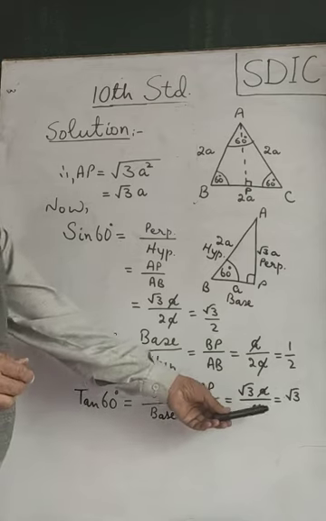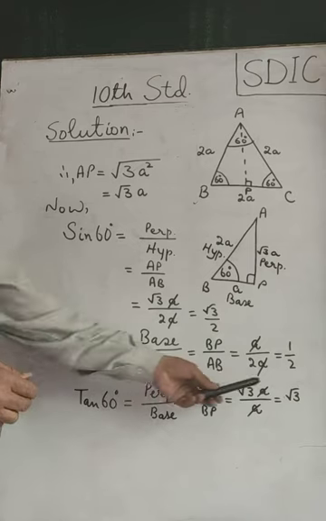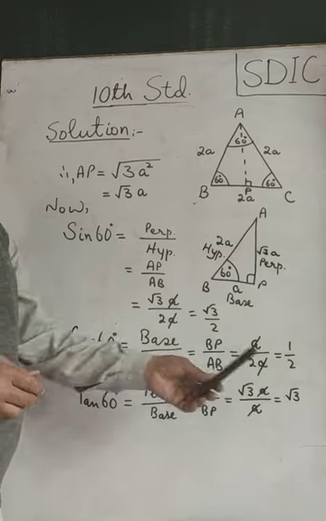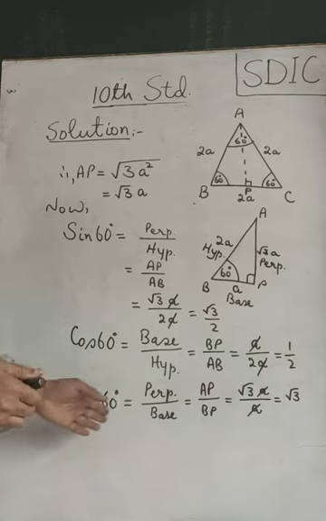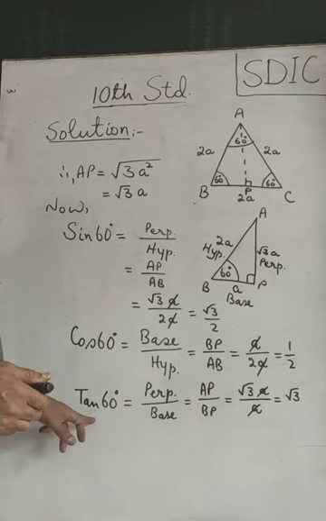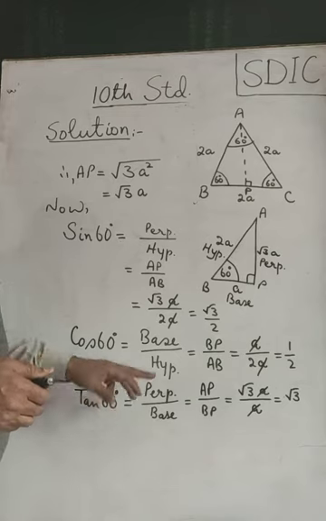Tan 60 is under root 3. Then cot 60 will be the reciprocal of this. You can directly write, you know tan 60 is root 3, cot will be the reciprocal of that. Or if you want to complete the whole procedure, you can do tan 60 is perpendicular by base. Cot 60 will then be base by perpendicular.